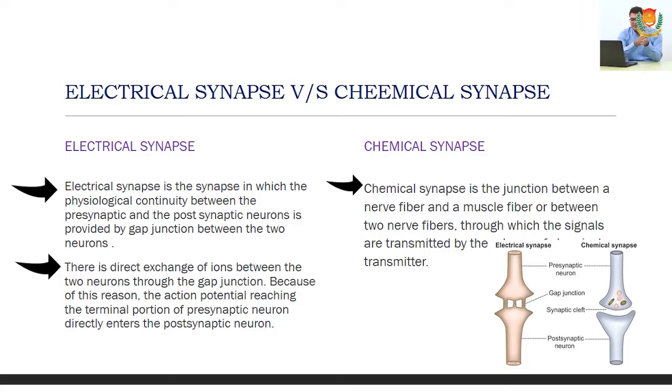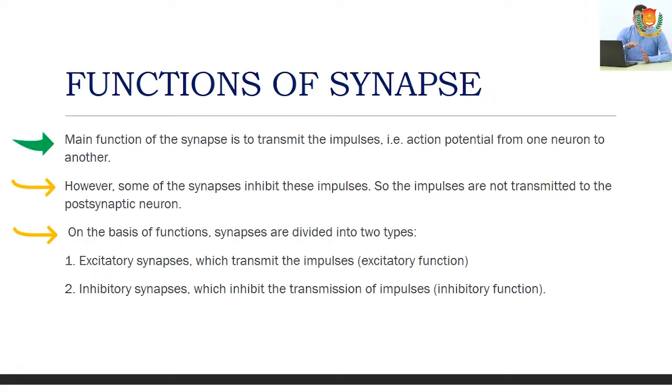Now, if we talk about the chemical synapses, it is the junction between the nerve fiber and muscle fiber, or it may be nerve fiber to nerve fiber, where the signals are transmitted by the neurotransmitters. Neurotransmitters are specific chemical substances which are responsible for propagating a particular message or signal from the presynaptic neuron to the postsynaptic neuron. Likewise, in the chemical synapses, there are chemical components in the form of neurotransmitters like GABA.